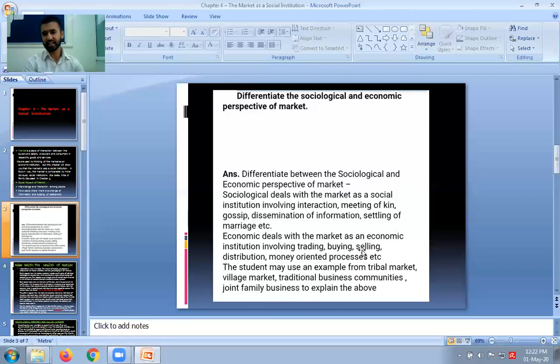Setting of marriage, settling of marriage, etc. Settling of marriage here means that we start talking about different aspects, and we often talk about settling marriages. If a boy is of marriageable age, or if a girl is of marriageable age, then people start gossiping about all these things. So that's what actually happens in the sociological perspective of the market, right? So that's what you can write. And why is etc written here? Because you can add certain things also, whatever comes to your mind and happens in the sociological perspective of the market, you can add it here.